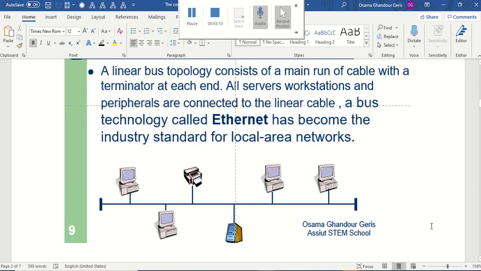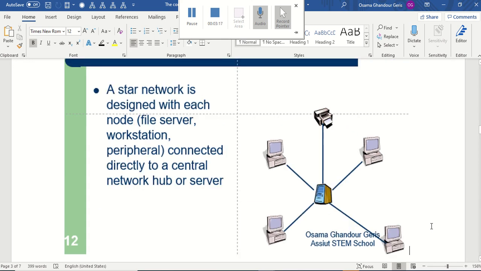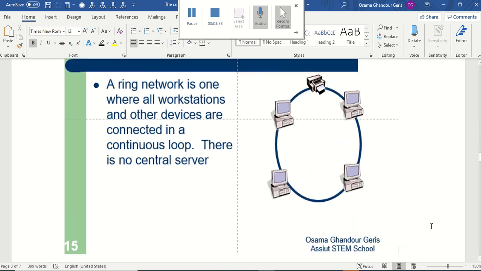This is a linear bus topology, and you studied it. And this is a star topology. There is a central computer or station in the center which controls all the computer network. And this is the ring network. This is the shape of the ring network topology.